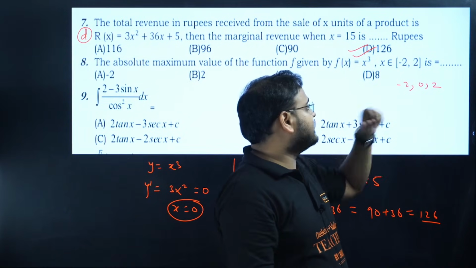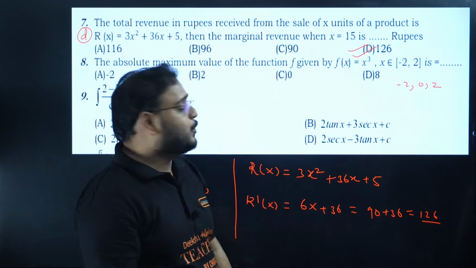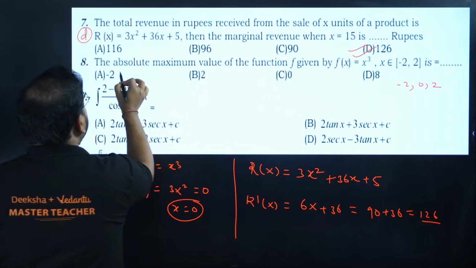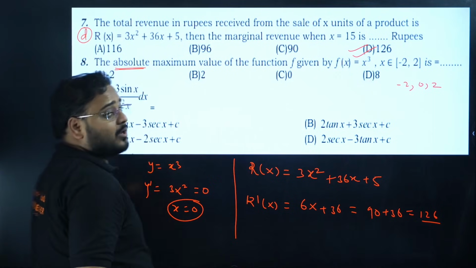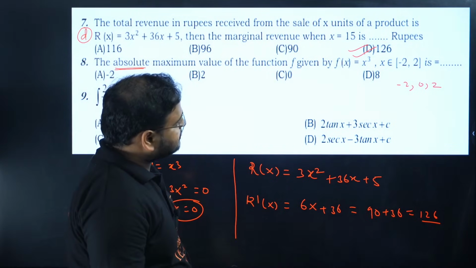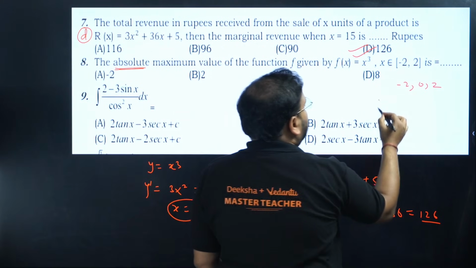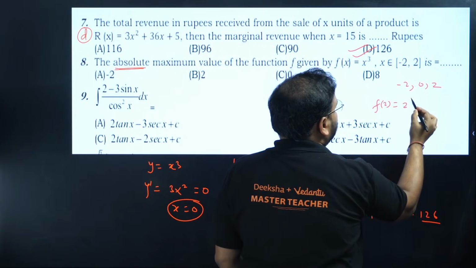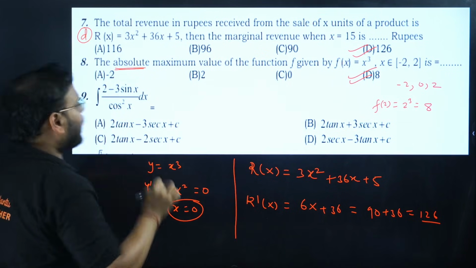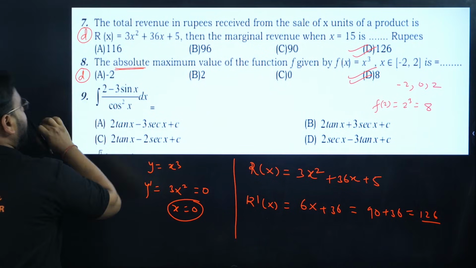Then at 2, what is it? At 2 it will be 8. So that is your local maximum value. Sorry, that is going to be your absolute maximum value, not local. How would you get that? Simply put the value as f of 2. That will be 2 cube. Answer is 8. Option D is correct. So 7th D, 8th also D.